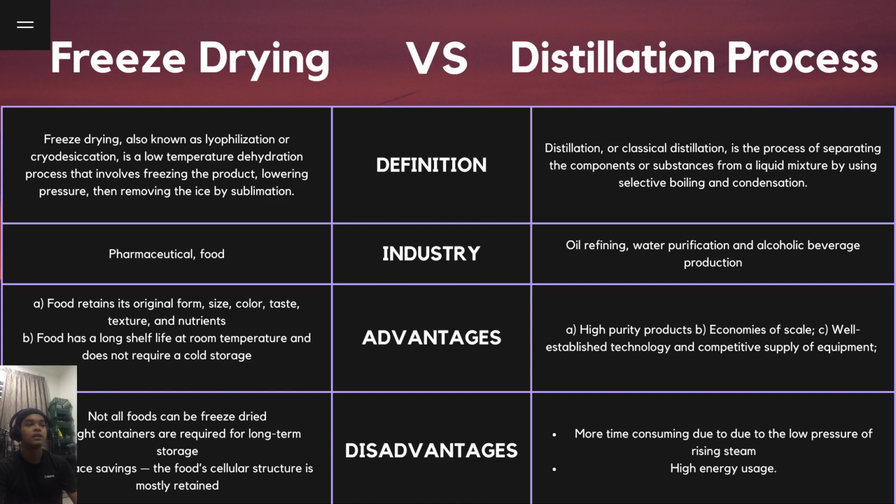The disadvantages of freeze drying are that not all food can be freeze dried. Airtight containers are required for long-term storage. There are no space savings, because the food's cellular structure is mostly retained. For the distillation process, it is more time consuming due to the low pressure of rising steam. And lastly, high energy usage.